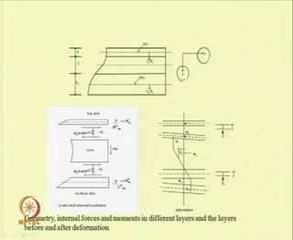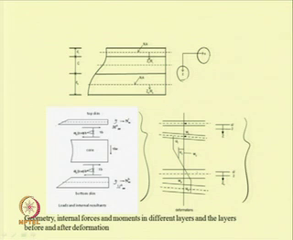As we are considering Euler-Bernoulli beam theory, it is subjected to pure bending. So, we are considering the case when the system is subjected to pure bending only. Here the forces and moments are shown in the top and bottom layer, and the deformed and undeformed shapes are also shown.